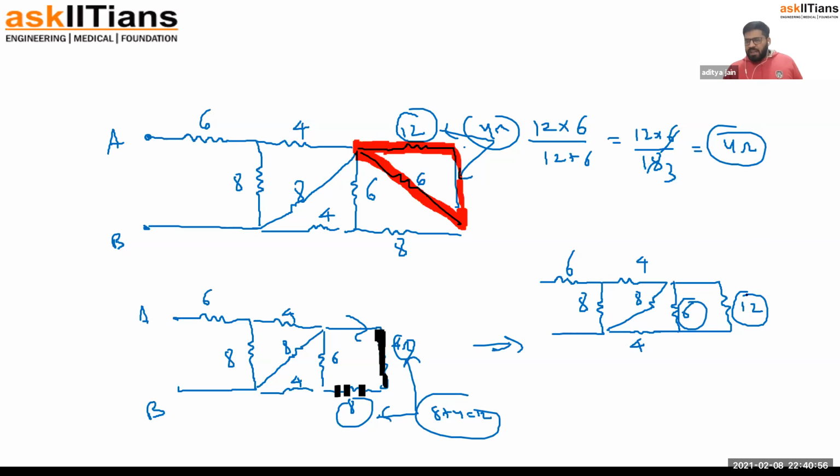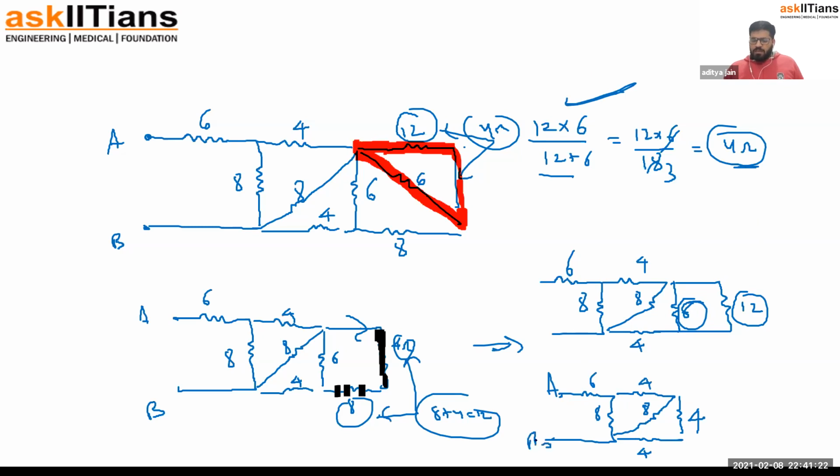We have already calculated the equivalent resistance of 12 and 6 here: 12 into 6 divided by 12 plus 6, which will be 4. So I can directly replace these two resistors with a new resistor of 4 ohm. Yes or no? This is already 4. This equivalent resistance of 6 and 12 will be 4. This was 8. This was 4. This was 8. This was 6. So this is the final.